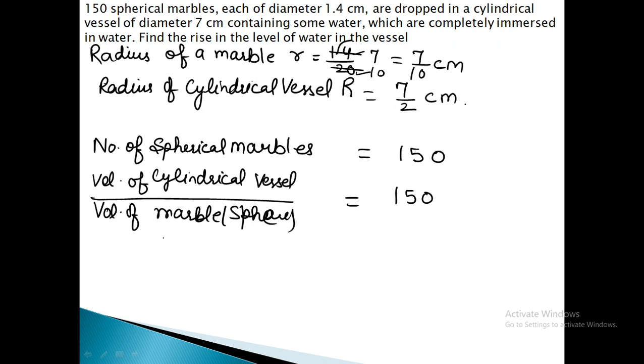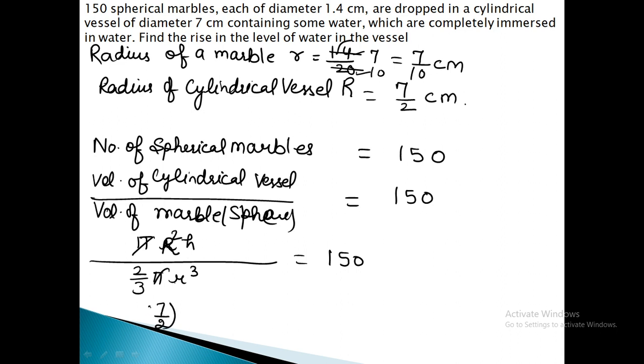And here we will write the formula of the cylinder, that is pi r raised to power 2 h, over the formula of the volume of a sphere, that is 2 by 3 pi r raised to power 3. Here we will write capital R for differentiation, equal to 150. We have pi in numerator and denominator. You can cut pi with pi. Now put the values. Capital R is 7 by 2 whole square.